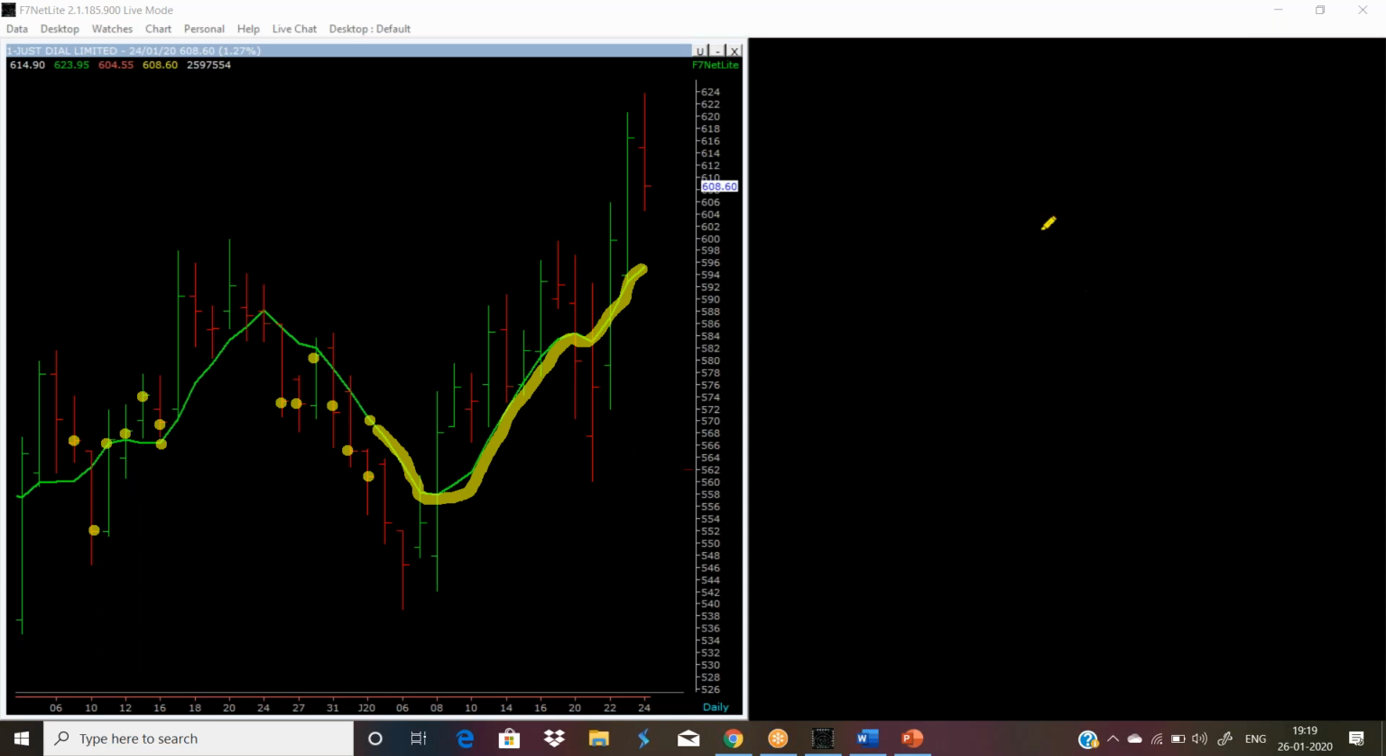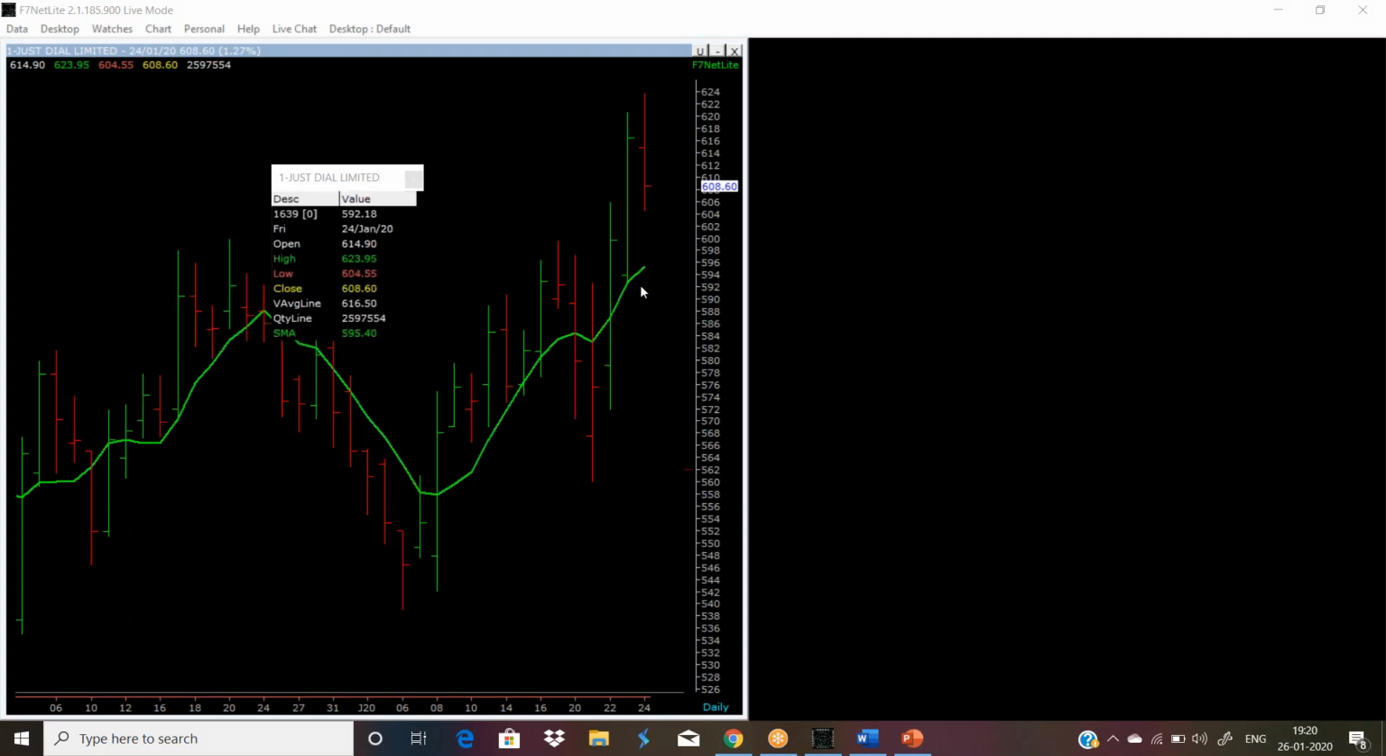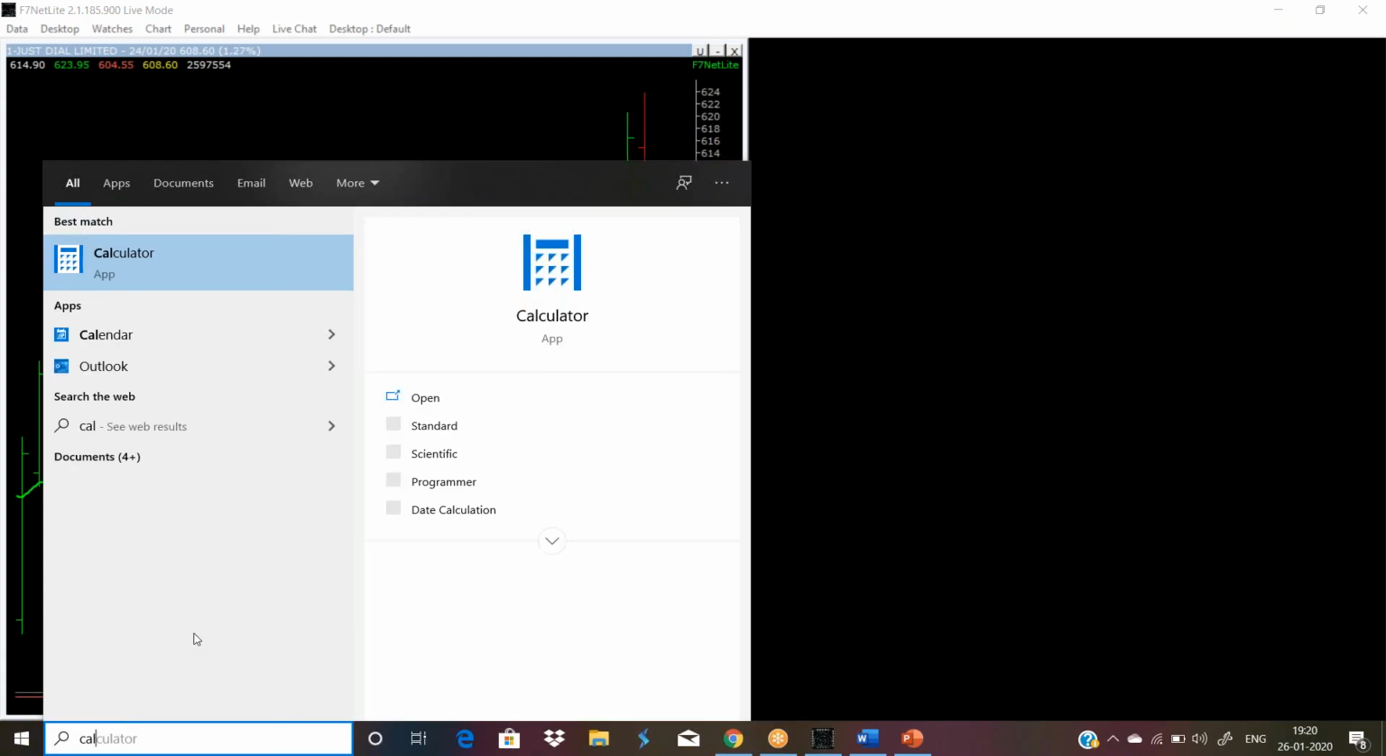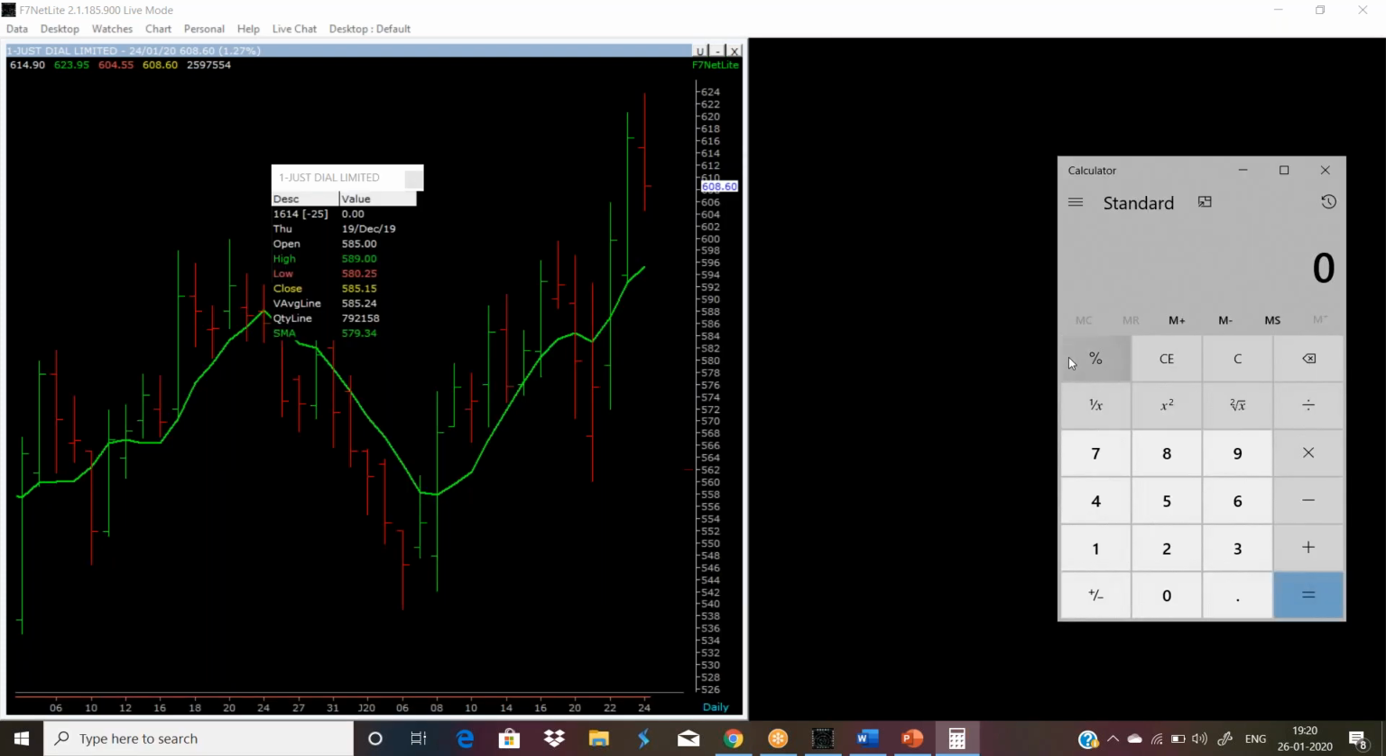Now if you want to check, you can check it. So here I'm taking the data window to show you the prices. I'm taking a calculator here. This is the calculator added.